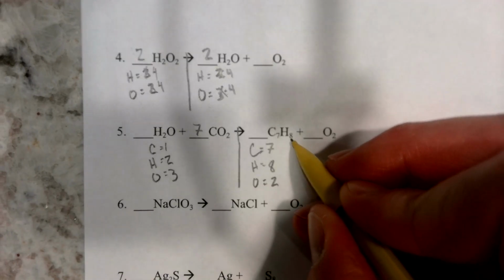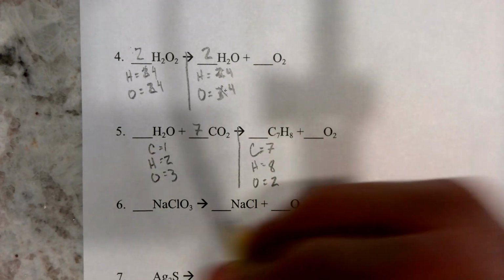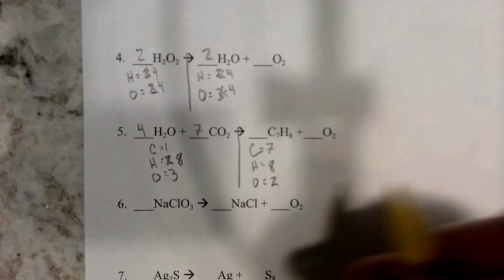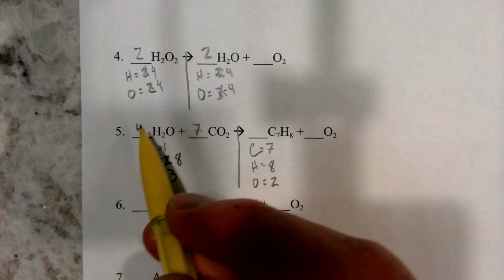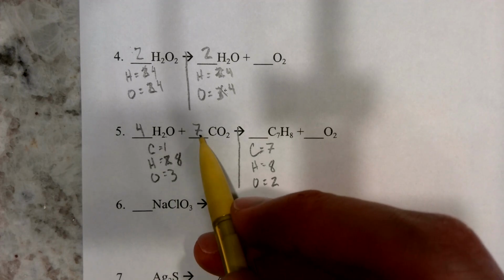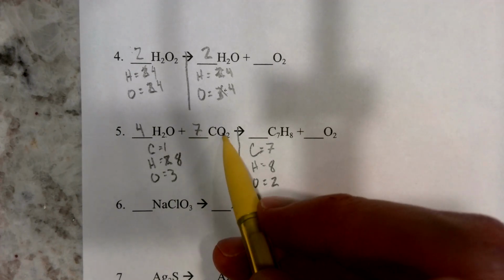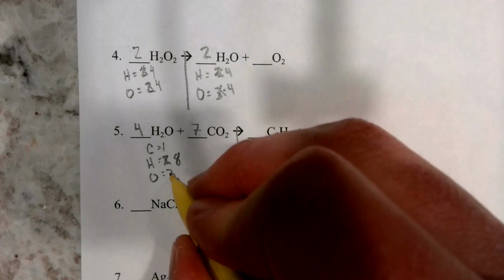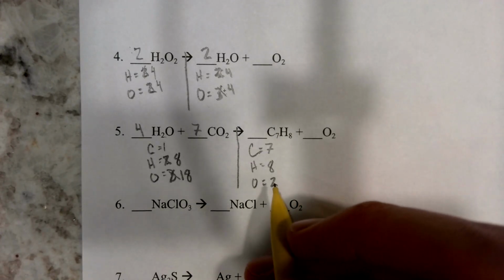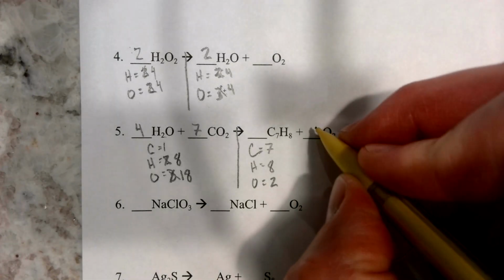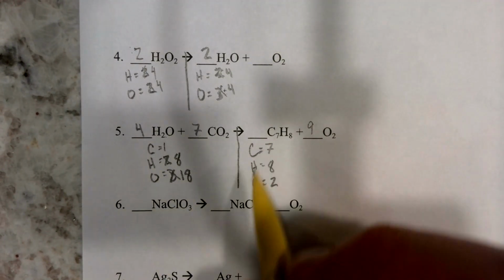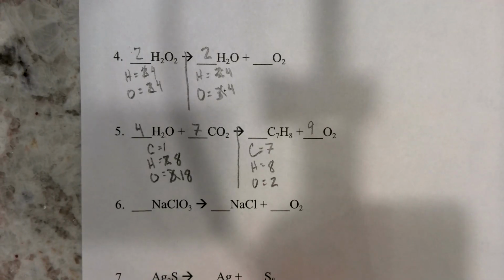So H, I've got 8 there. What times 2 is 8? That would be a 4. So I'm going to go ahead and put an 8 there. Now I'm going to count up my oxygens. So I've got 4 times 1, because remember this subscript only goes to the H, so I've got 4 oxygens there. Then I've got 14, because 7 times 2 is 14. 14 plus 4 is 18. Whew. What times 2 is 18? Wait for it. That would be a 9. Also, all these blanks, just leave them blank, because putting a 1 there would be redundant. You don't have to do that.